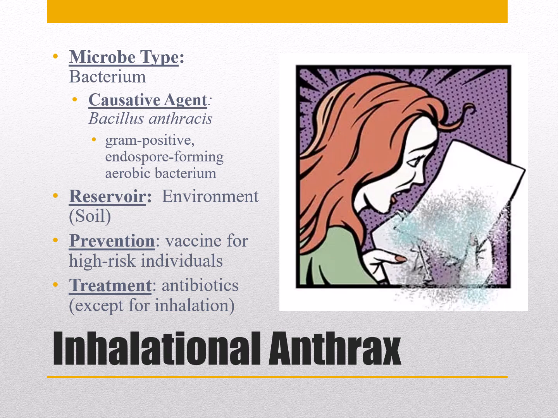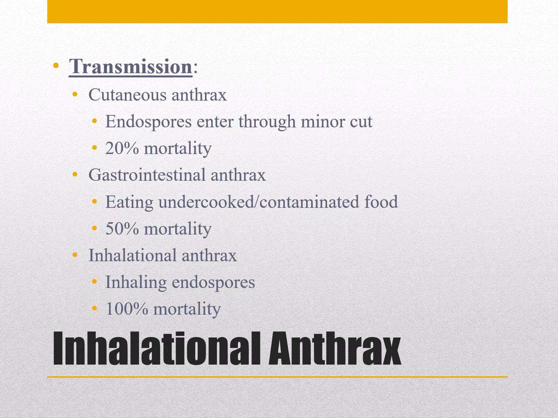So prevention, there are vaccines. It's the same across the board for all transmission types, and the treatment is antibiotics except for this one. We'll talk about why. We already discussed cutaneous anthrax in chapter 16. This is where the endospores enter through a cut. There is a 20% mortality rate. The gastrointestinal anthrax, this is consuming anthrax, has a 50% mortality rate, so that is increasing, super scary.